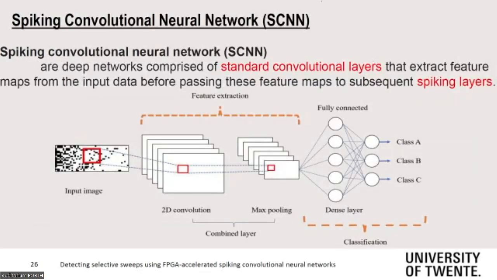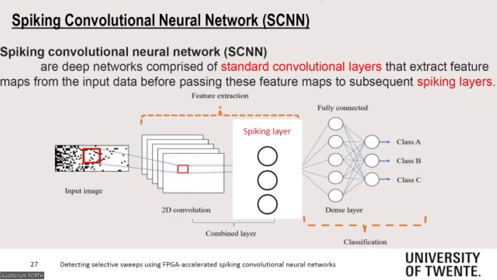So the spiking convolutional neural network is a deep learning neural network that comprises standard convolutional layers, but it also passes the feature maps to the spiking layers. So the spiking convolutional neural network has convolutional layers and also spiking layers.